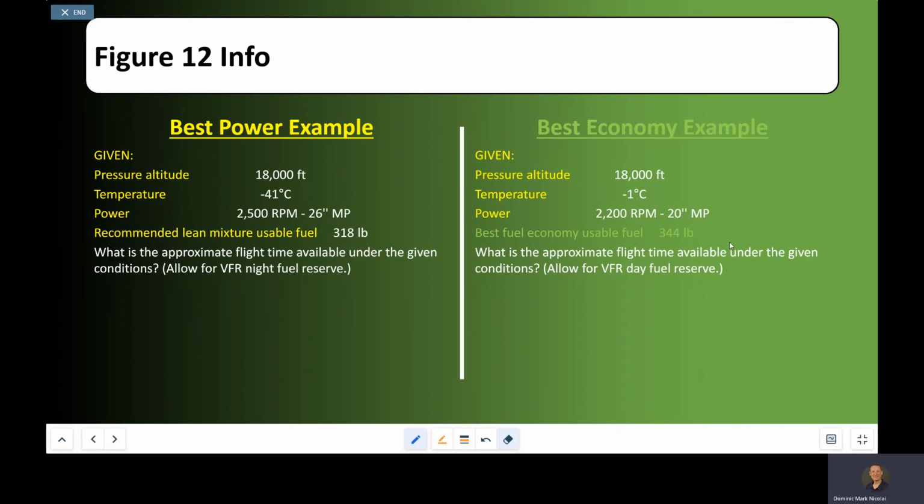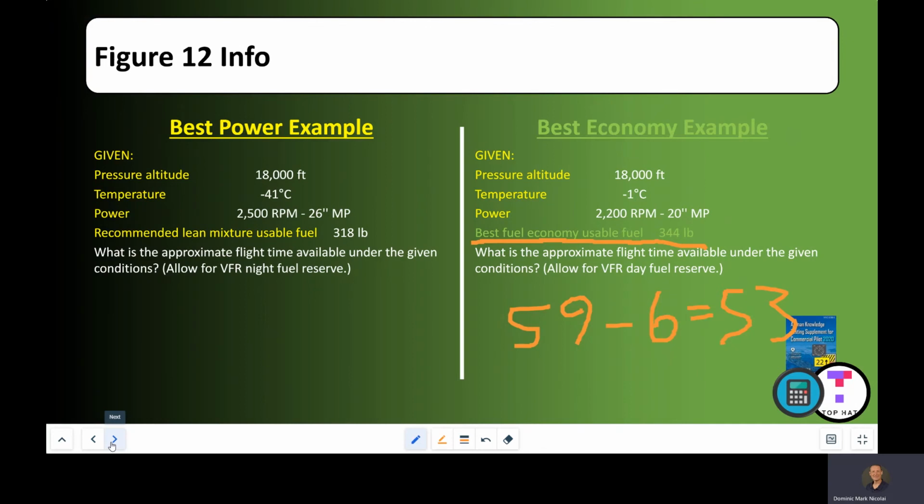Now the other example here is best economy. If I took 18,000 feet on an above standard day, 2,200 RPM, 20 inches, I'm burning 59 pounds per hour. That's best power. But now the question is stating best fuel economy usable fuel. That's where I need to modify that number and subtract off 6 pounds per hour. That's going to give me 53 pounds per hour, the best economy setting. So you've got to read the question. I encourage you to always read.